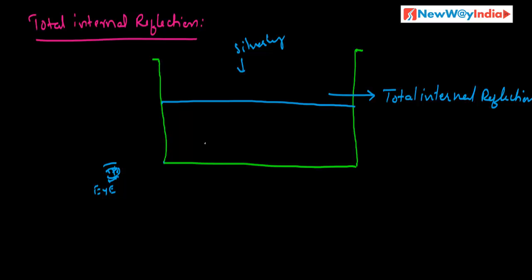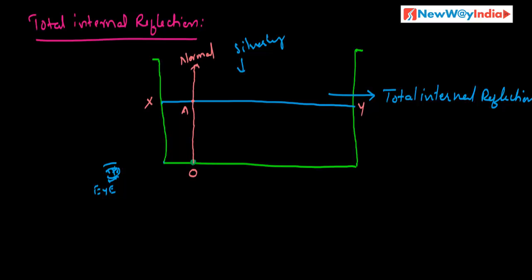Consider a point O here. From this point, the ray OA strikes the surface at this point and it passes normally, that is, perpendicularly to the surface of water XY. So this ray is called the normal ray.